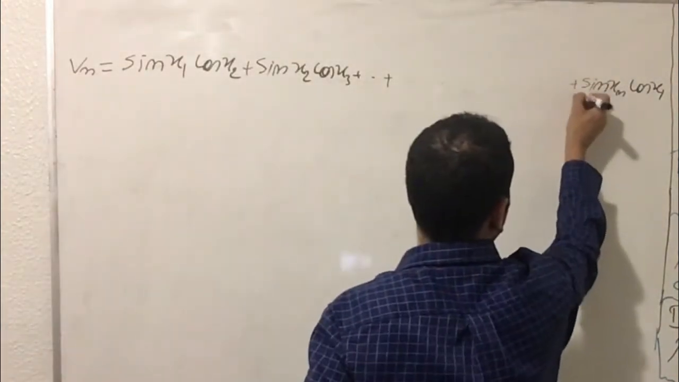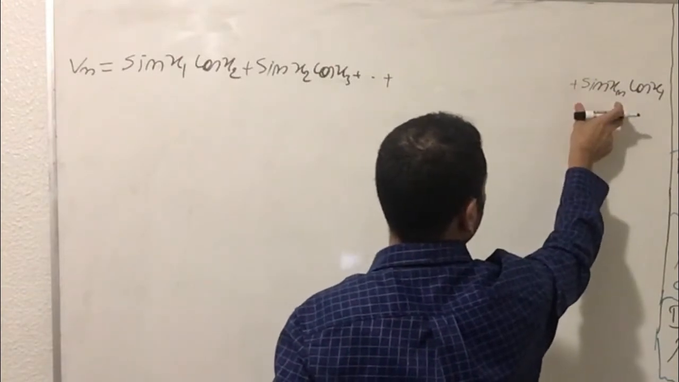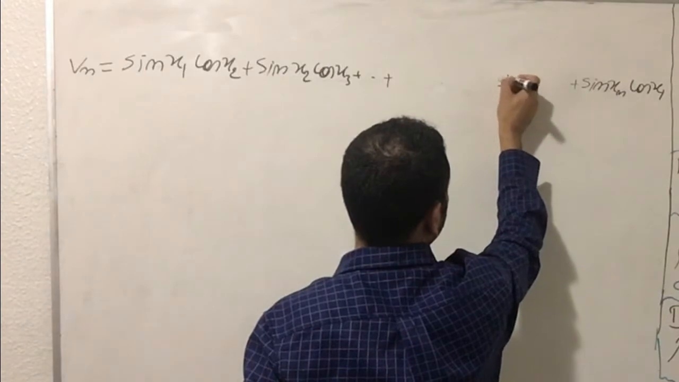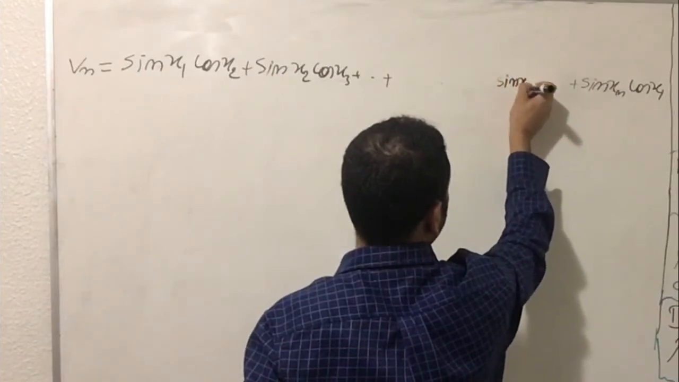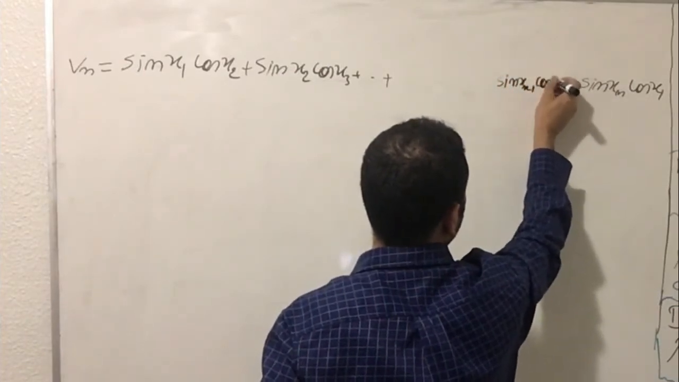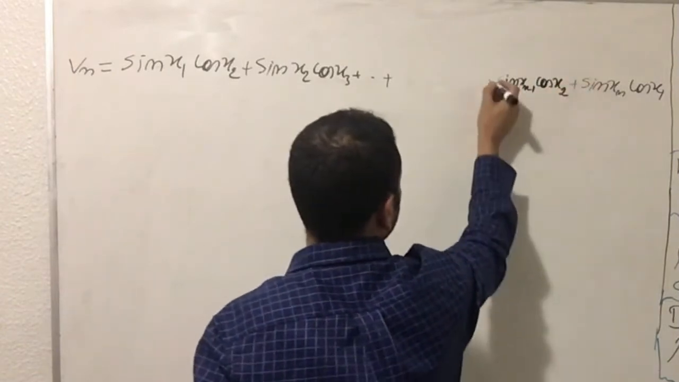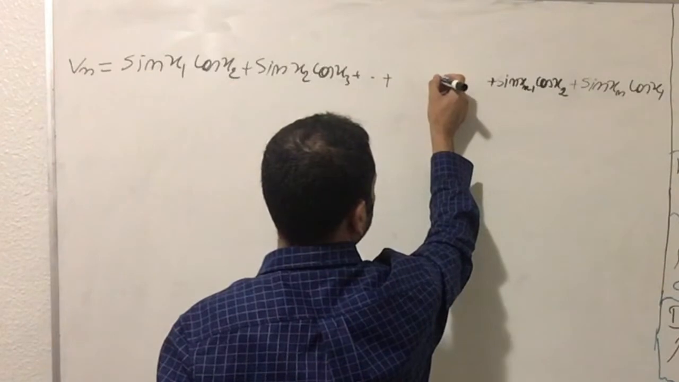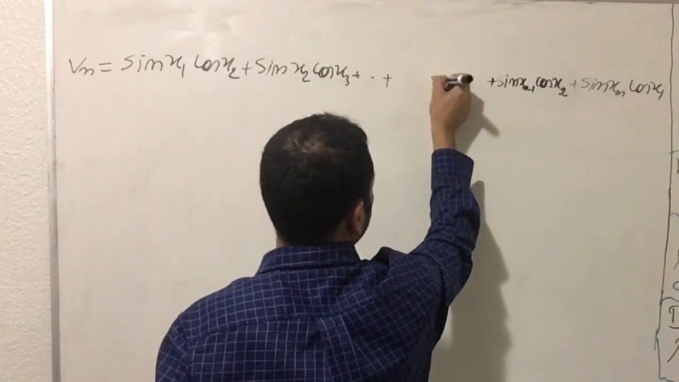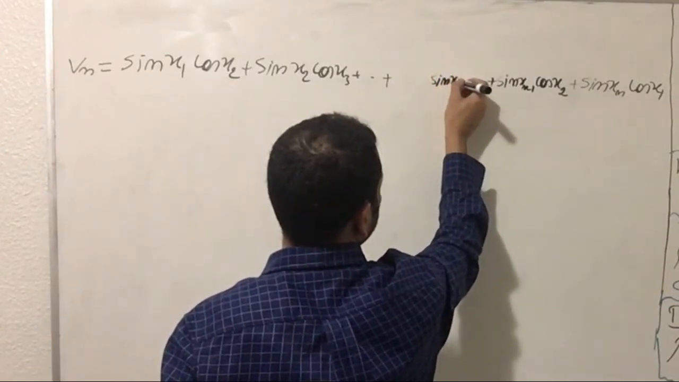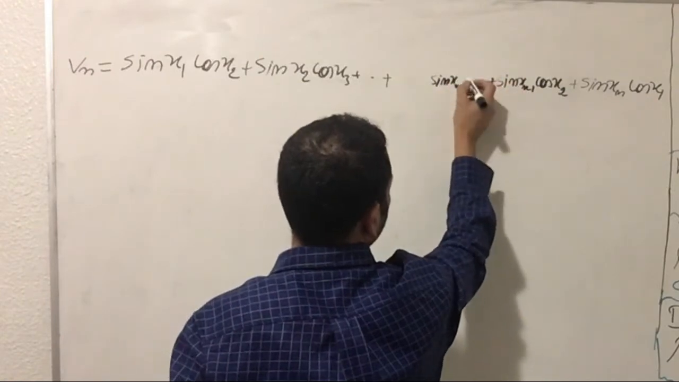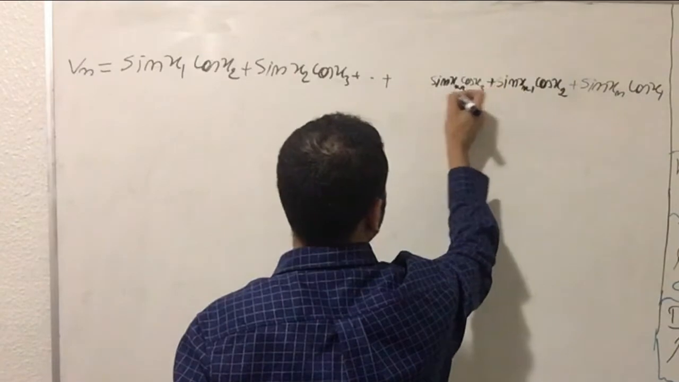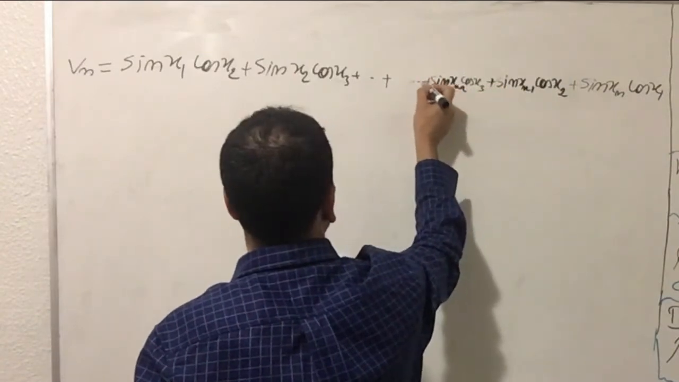So the term before the last term, I should have sine x sub n minus 1 multiplied by cosine x sub 2. The term before this one, I should have the sine of x sub n minus 2 multiplied by cosine x sub 3. And all the way down.